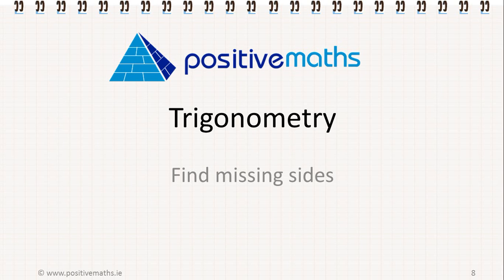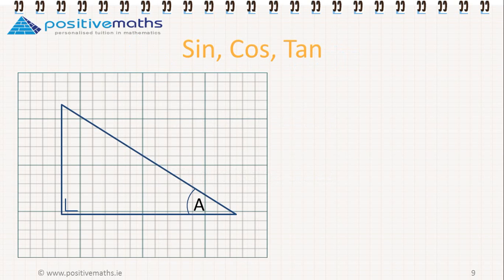In this video for Positive Maths, we're going to learn about how we use trigonometry to find the missing sides of a right angle triangle. So the first thing we're going to do is recap on what we learned about sine, cosine and tan for a right angle triangle.